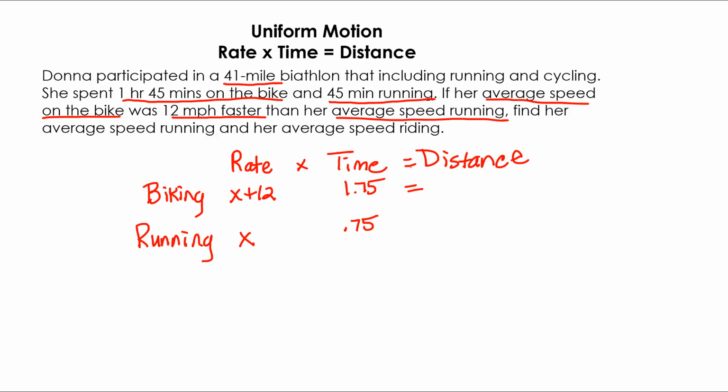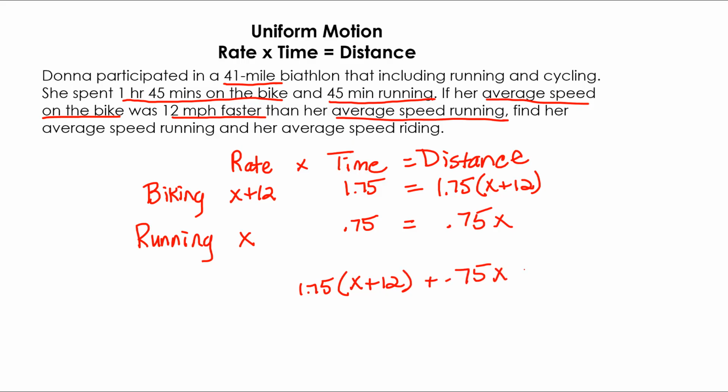So over here for distance, I'm going to do rate times time. So here we've got the time, and we're multiplying that by the rate for the bike. And then over here, we're multiplying rate times time for the running, and that's the distance. If we add up those distances, we will get 41 miles. And then we will just solve for x, and that will tell us the speed for running, and then we can add 12 to that to get the speed for biking, and that would be all we'd have to do. So I think you can finish that problem.